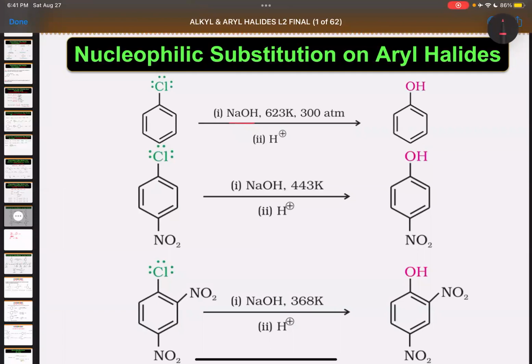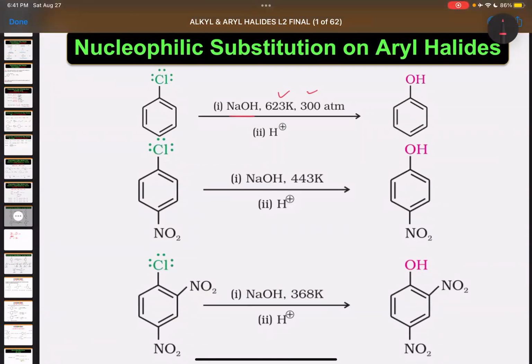So how do you ensure that the OH minus has sufficient energy to come and join itself to the benzene ring? You took high temperature and pressure. That's what you can see here. High temperature and pressure. Clear? So with high temperature and pressure, the OH minus displaces the Cl minus, right?